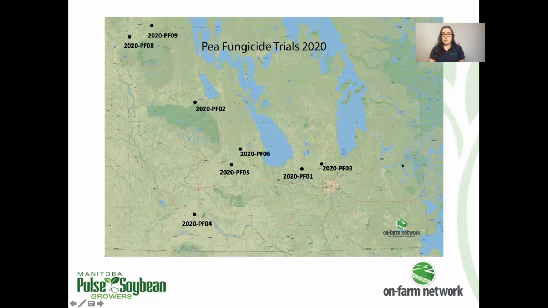There were 8 pea fungicide trials in total. The majority of them were comparing a single application of foliar fungicide to no application, so untreated, unsprayed peas, except for these two in the Swan River area. One of those trials was comparing untreated peas to a double application, and the other was comparing a single application to a double application. So I'll point out what specific combination of treatments was used and what product was used for each of these trials as we go through the individual results.